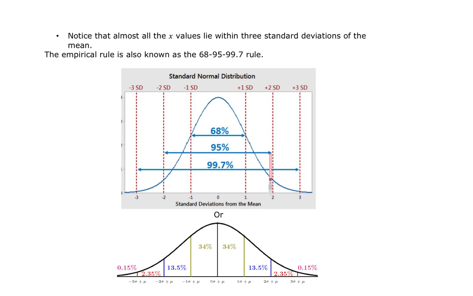95 will go within 2, and 99.7 will go within 3. That means that the combination between this far tail and this tail right here, these two combined, must be 0.3% that's left out, right? So it's not very much. That means one side then is 0.15% is not part of the 99.7.